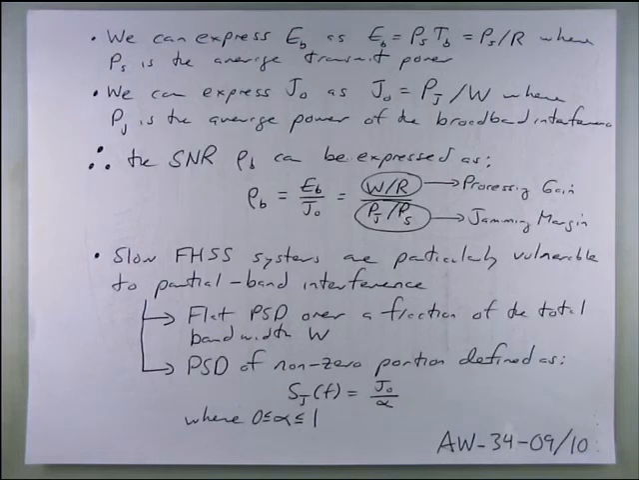So the SNR, which in this case is rho b, can be expressed, instead of Eb over J naught, as we now rewrite everything like what we saw before. So W over R, the processing gain, and the jamming margin. Just like direct sequence spread spectrum. The FHSS system is vulnerable to partial band interference. And the reason for that is, imagine if half your hops end up being hosed. Half your hops are being jammed, and there's nothing you can do about it, right?